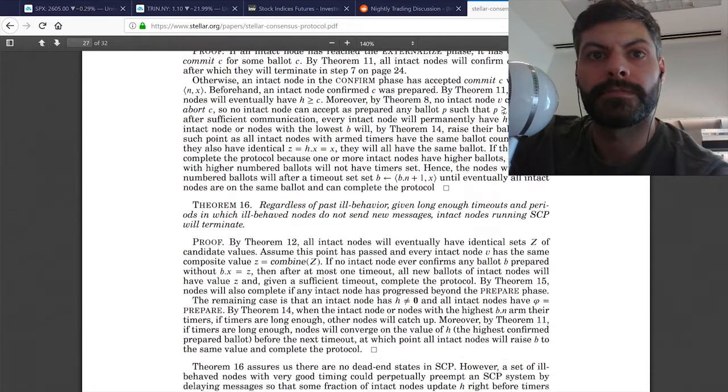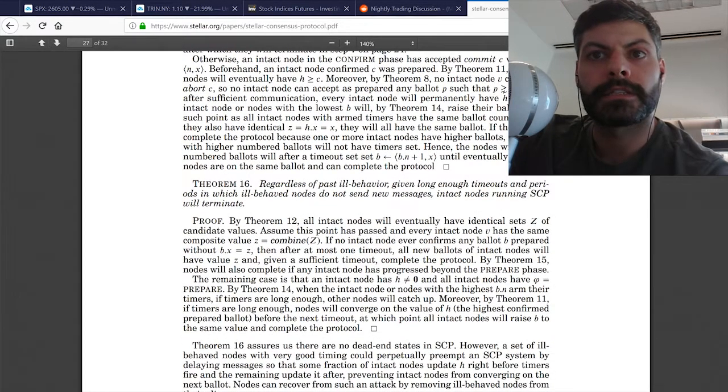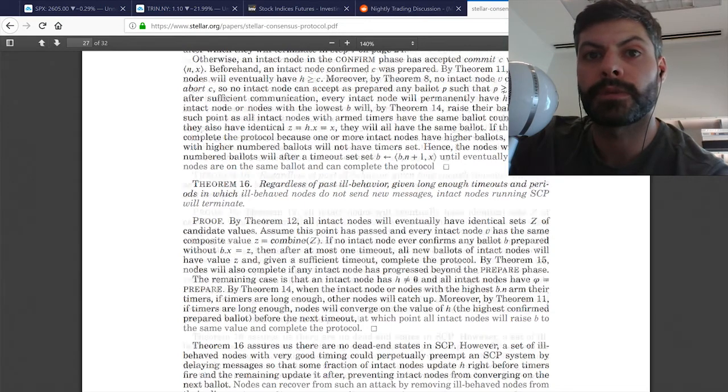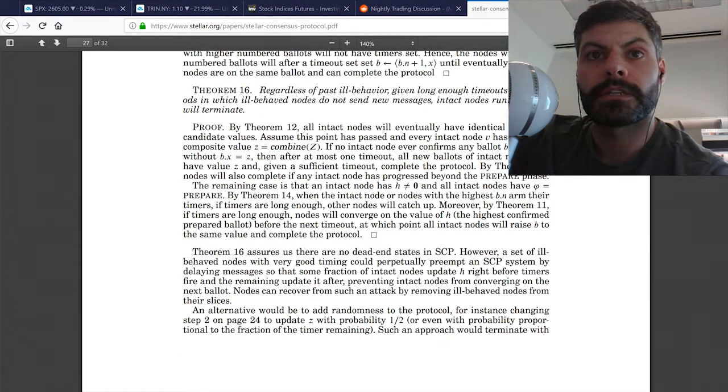See proof below. The remaining case is that an intact node has H not equal to 1, and all intact nodes have phi equal to prepare. By Theorem 14, when the intact node or nodes with the highest B.N arm their timers, if timers are long enough, other nodes will catch up. Moreover, by Theorem 11, if timers are long enough, nodes will converge on the value of H, the highest confirmed prepared ballot, before the next timeout, at which point all intact nodes will raise B to the same value and complete the protocol. Theorem 16 assures us there are no dead-end states in SCP.